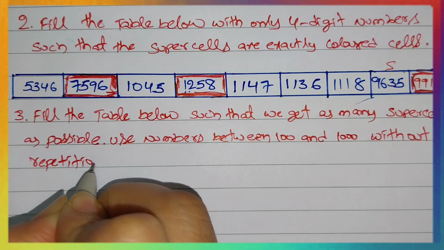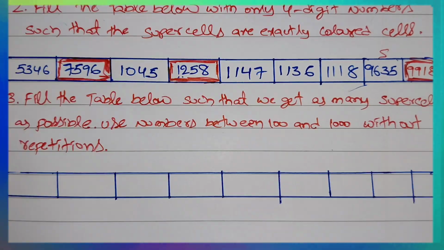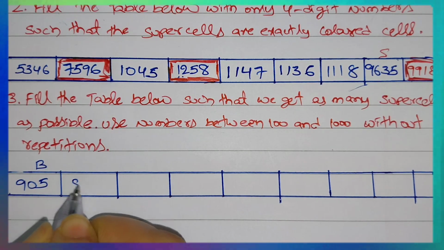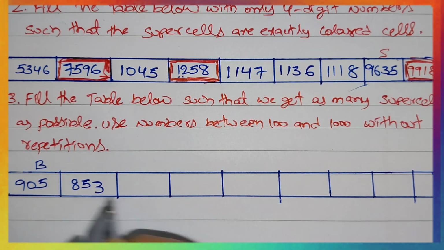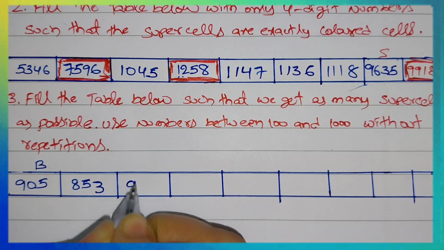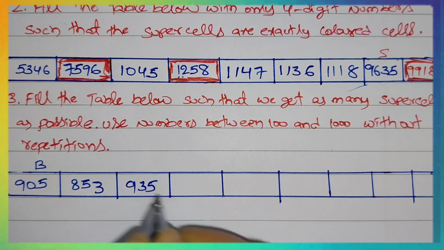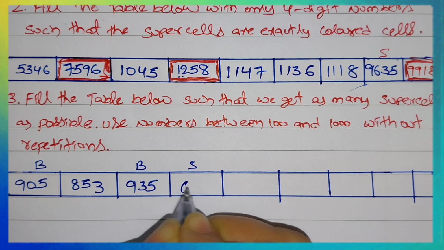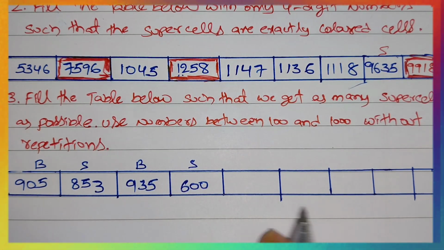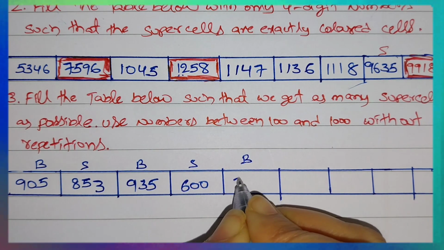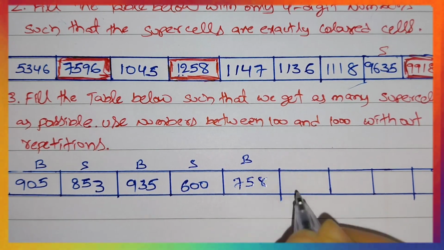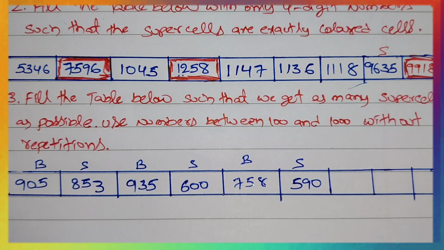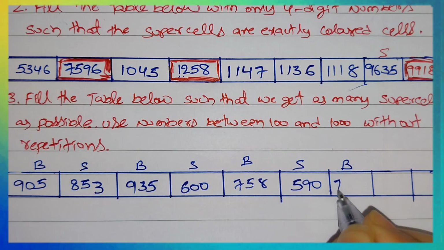Fill the table below such that we get as many supercells as possible. Use numbers between 100 and 1000 without repetition. To get the maximum number of supercells, we need to follow a pattern. We can start with a large number, then a smaller number, then a large number and so on. Let's try this. First number is a bigger number, that is 905. Next smaller number 853. Next bigger number 935. Next smaller number 600. If you observe, 905 is a supercell. Next 935 is a supercell. Next 758 is a supercell.